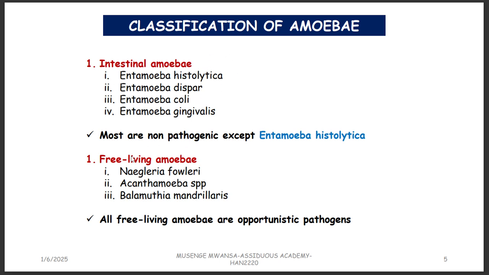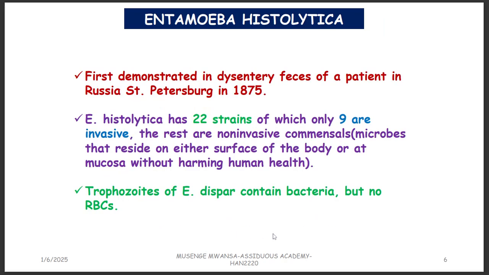And then you have got those which are free living amoebas, which are also known as opportunistic parasites. They can cause infection when conditions become favorable. Naegleria fowleri, Acanthamoeba species, Balamuthia mandrillaris. And we have said that all free living amoebas are opportunistic infections or pathogens.